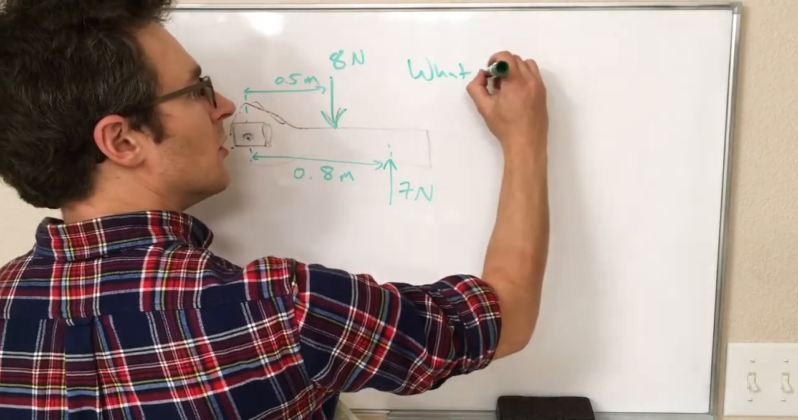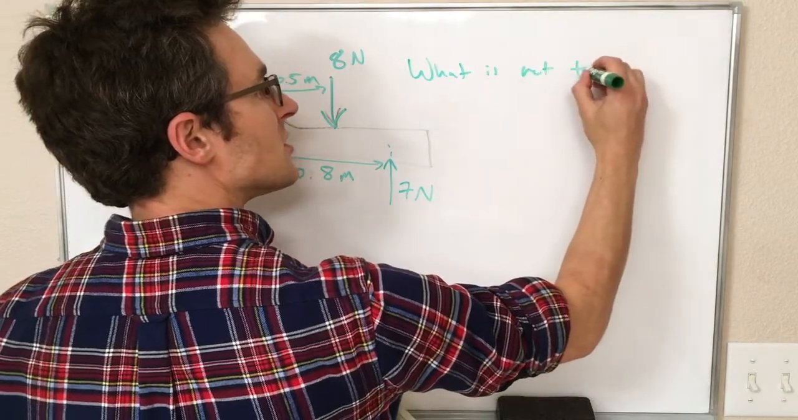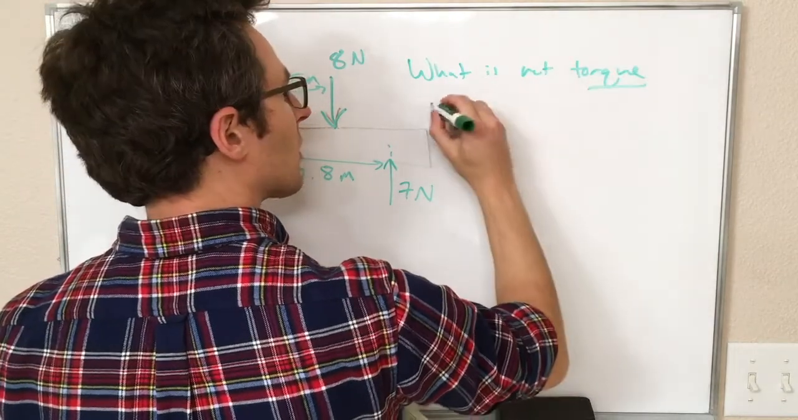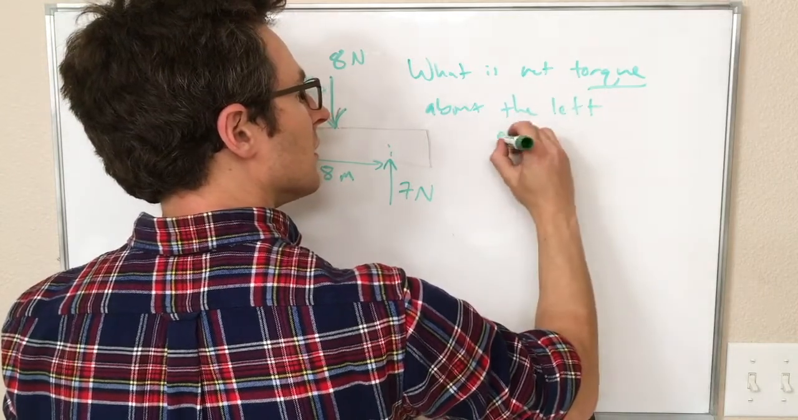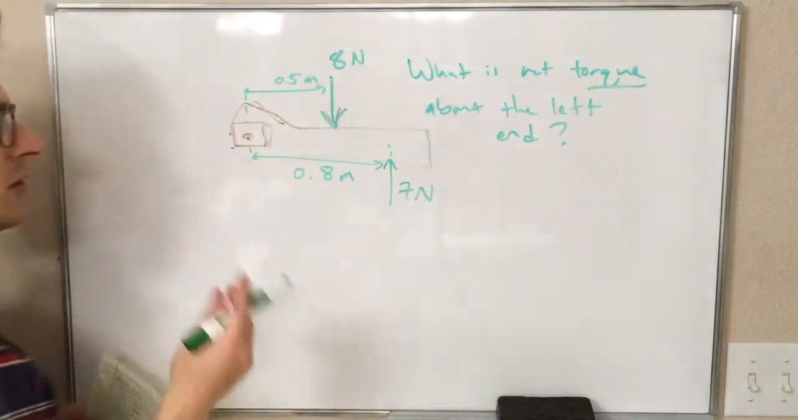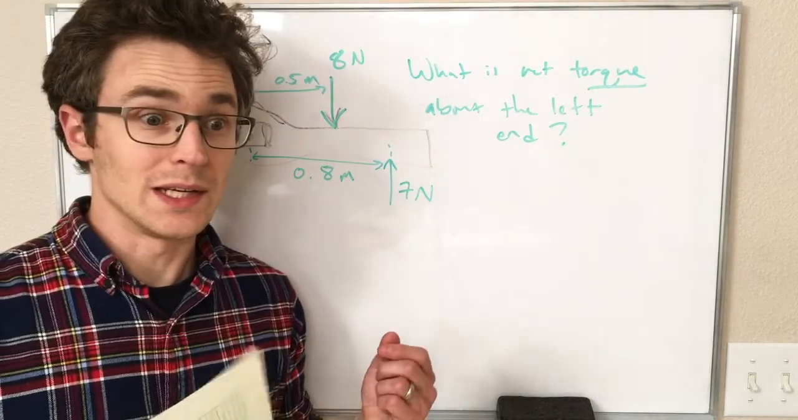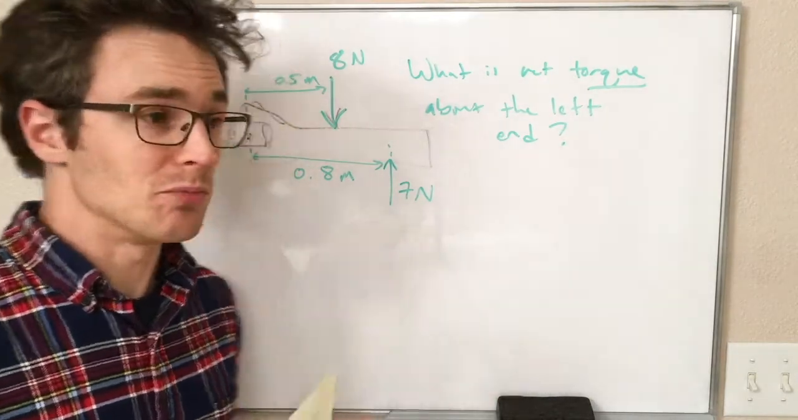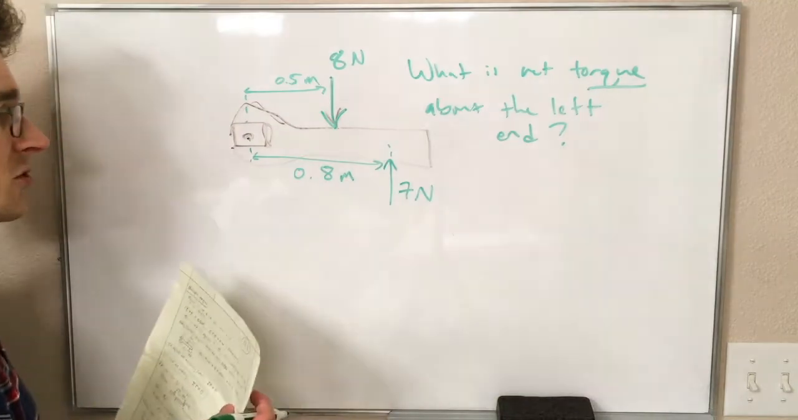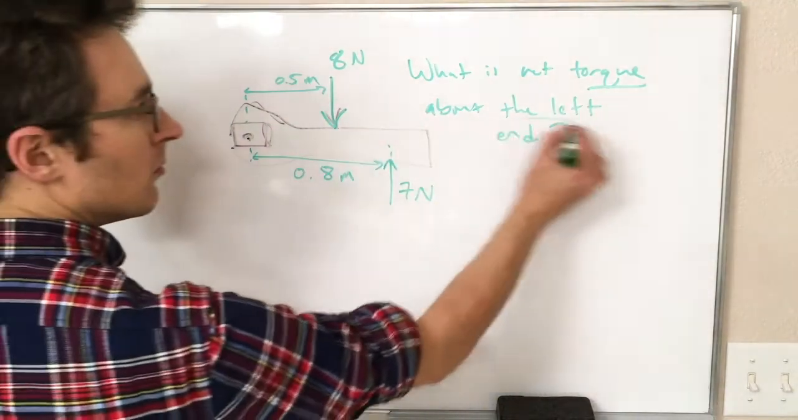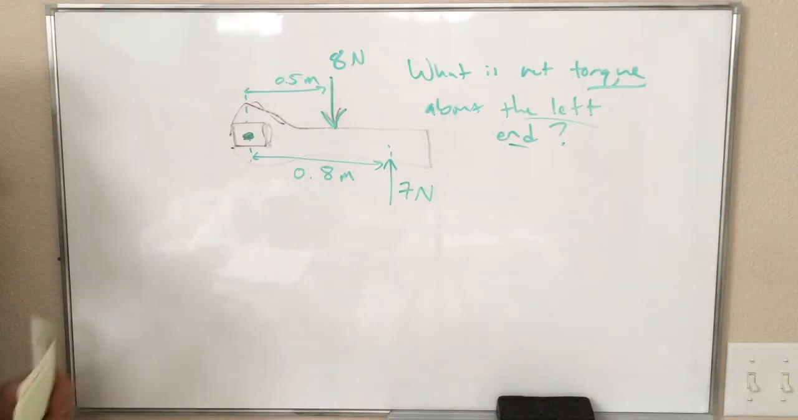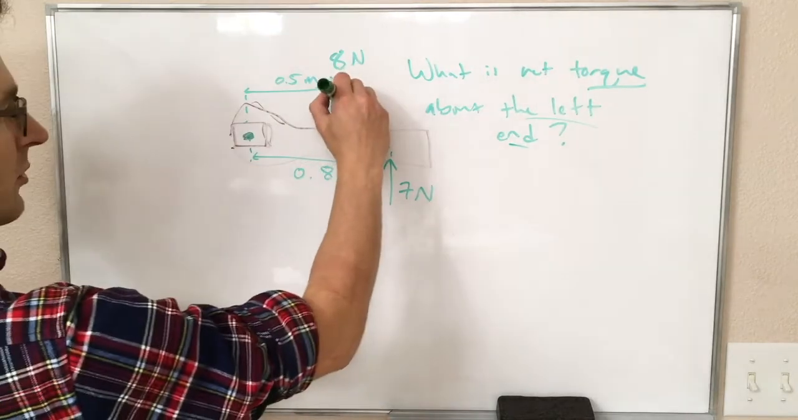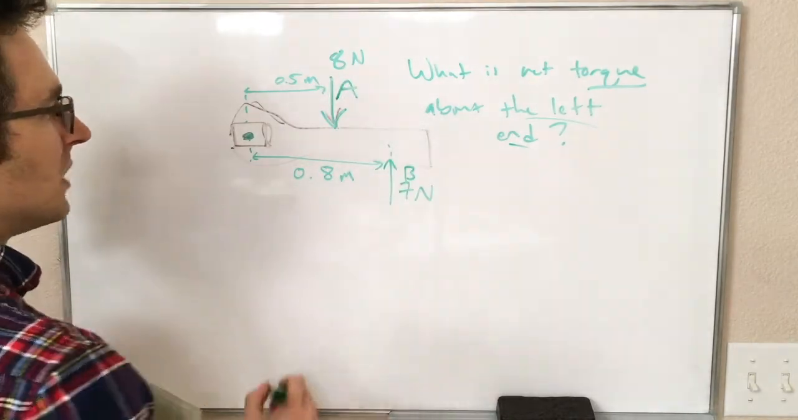and we want to know what is the net torque about the left end. Meaning, to calculate torques, we need a rotation point that this is relative to, and that rotation point is here, the center of the nut or whatever. Okay, so to figure this out, let's just label these force A and force B.